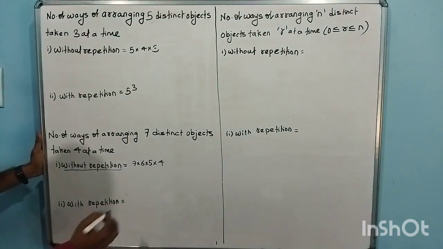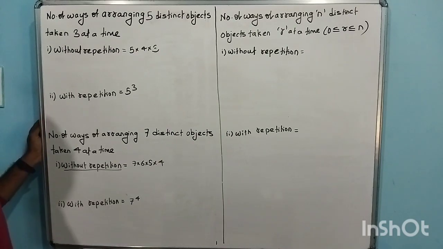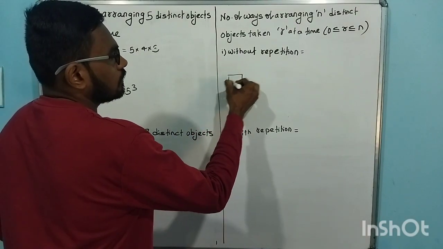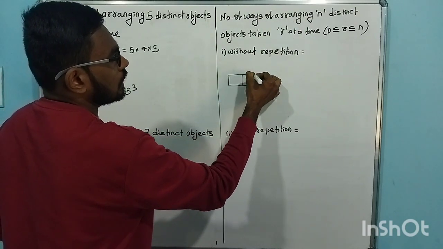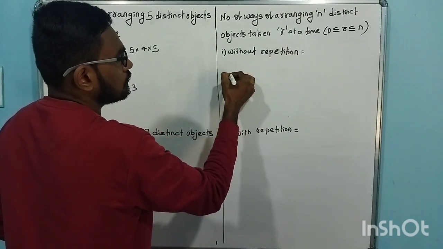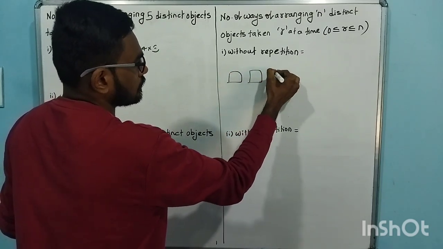Okay, like this. So in general, what will it be? See, without repetition, we have n objects and r places. So I'll just put r places like this, 1, 2, 3, like this. R are there.